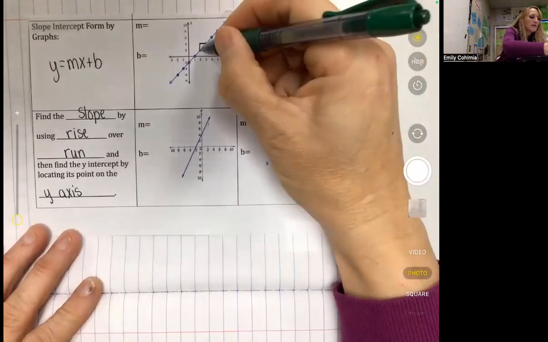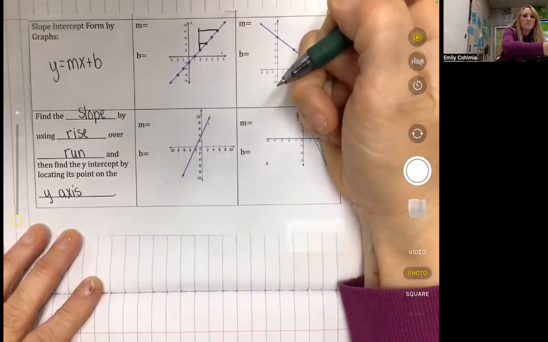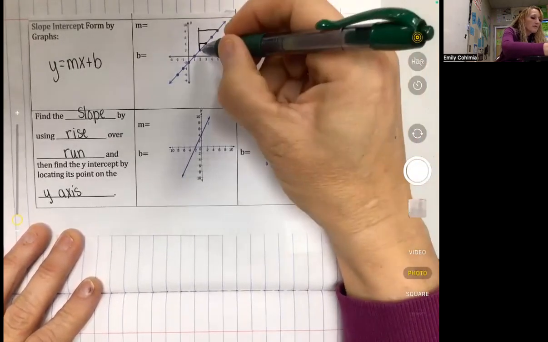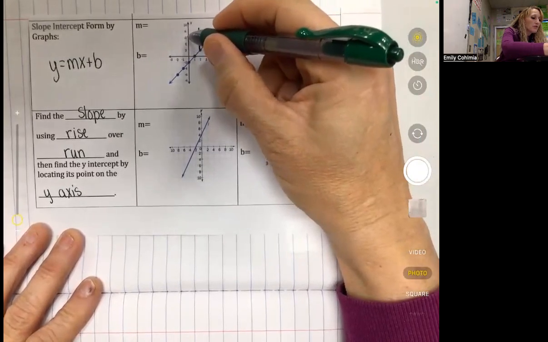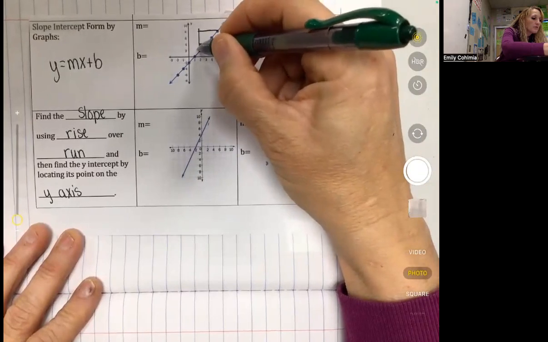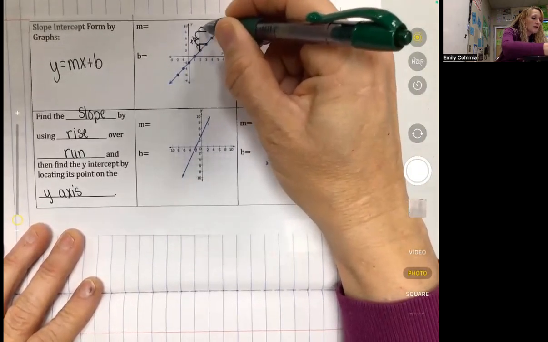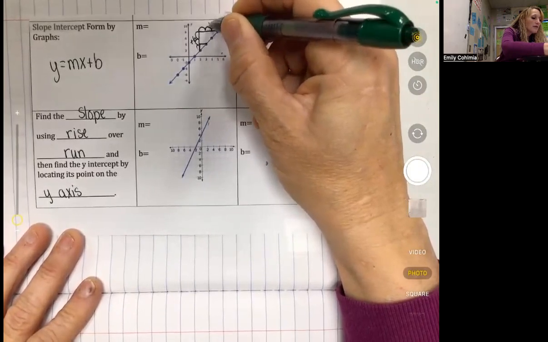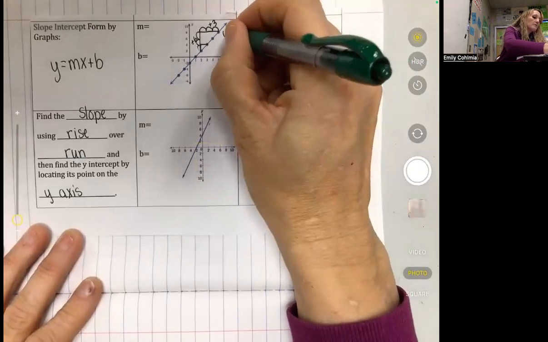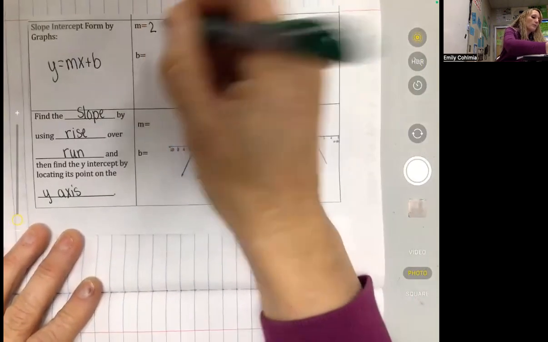Remember, you can choose any of them. So we could use any two, it doesn't matter which ones, you can make any slope triangles. Make sure that you're watching your intervals, because like this one goes up by 2 and this one goes up by 1. So if we do that, we're going to go 2, 4, 6. So we're going up 6 and then 1, 2, 3. So we're rising 6, running 3. So our slope is actually 2.